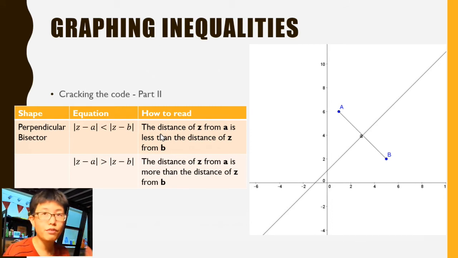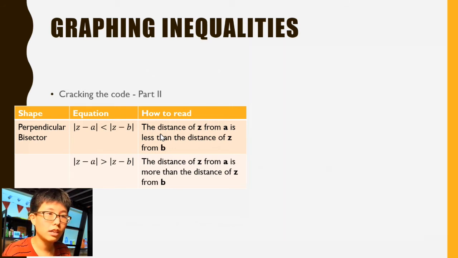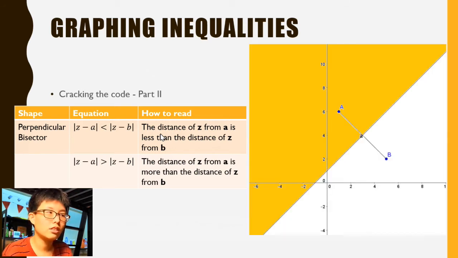If I rephrase that in a more natural English sentence, you would say that z is closer to a than it is to b. So that's what it is. You just shade it and it's closer to a, right?